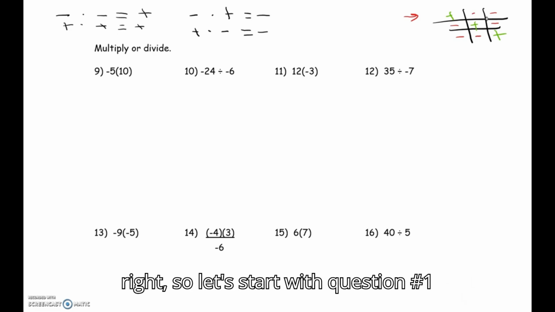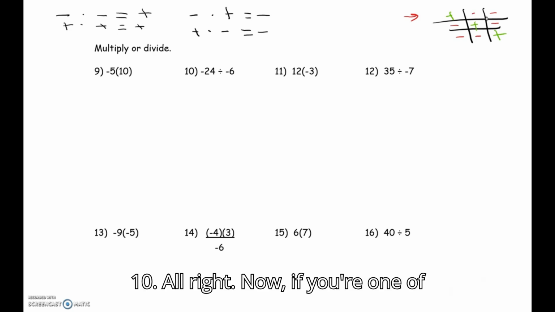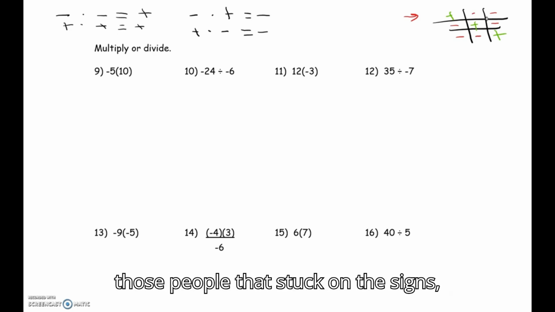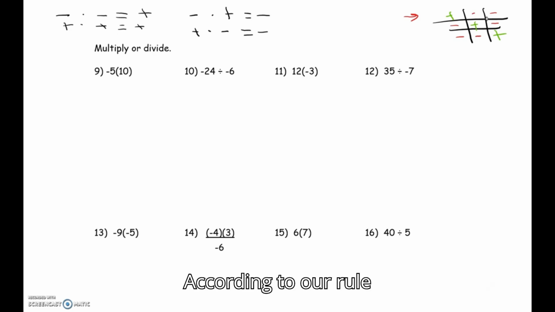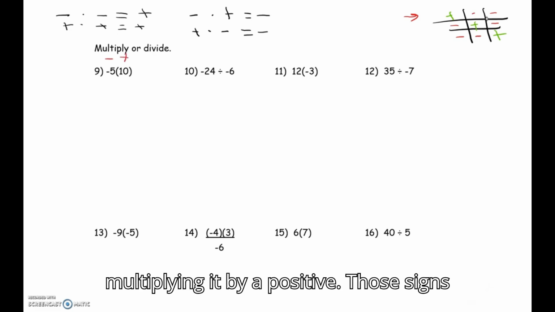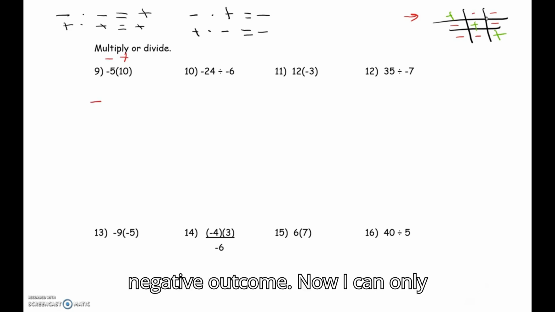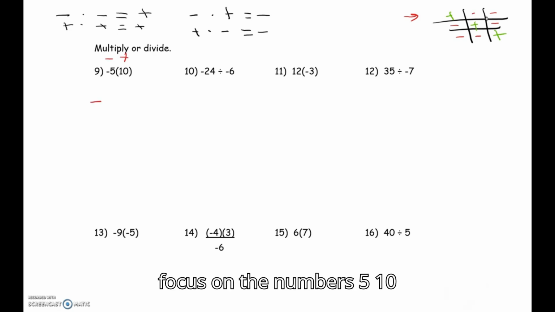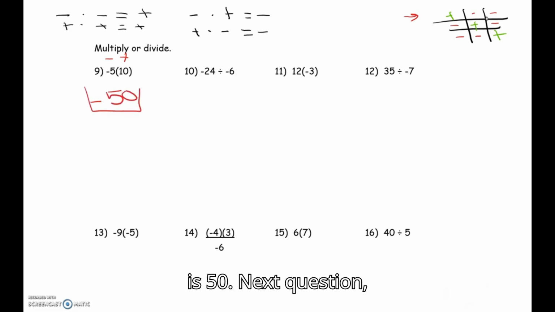Alright, so let's start with question number 9, I'm sorry. So we have negative 5 times 10. If you're one of those people that get stuck on the signs, let's worry about the signs first. According to our rule, over here we have a negative and we're multiplying it by a positive. Those signs are different, so it's going to give us a negative outcome. Now I can only focus on the numbers. 5 times 10 is 50.